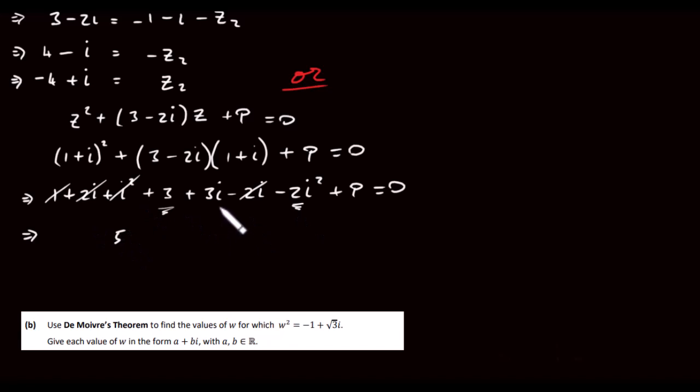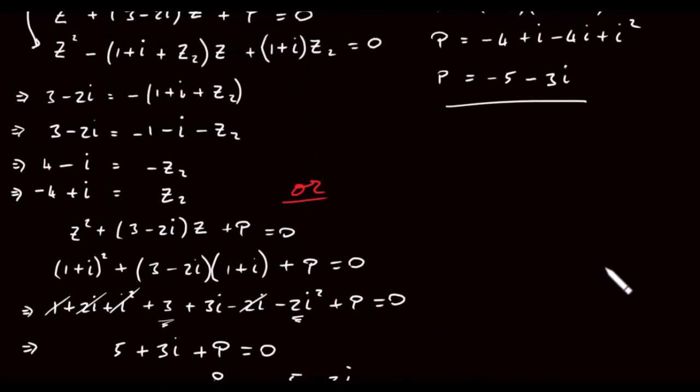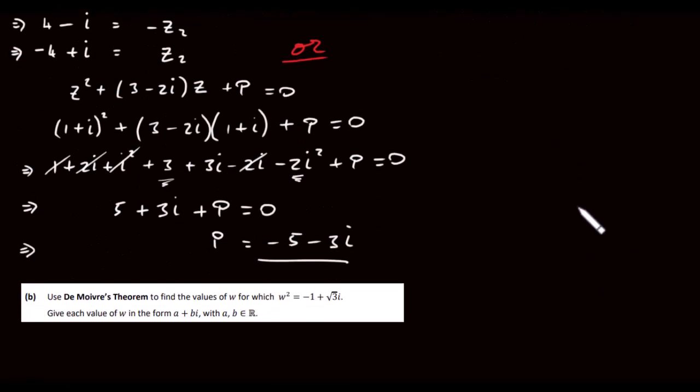We also have this plus 3i here. No other i's there, so that's okay. We have plus p is equal to 0, and finally that'll give p is equal to minus 5 minus 3i. So that's our answer, and I think that's what we got up here. Minus 5 minus 3i, yep, that's what we got here. Okay, so that's it for part A.